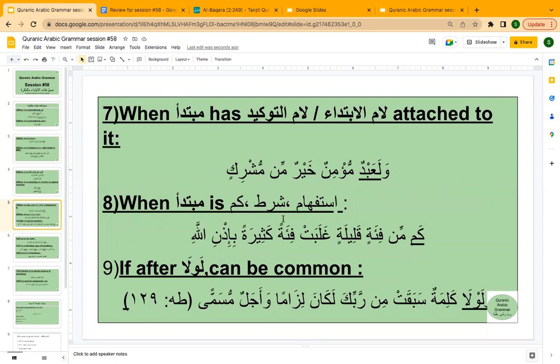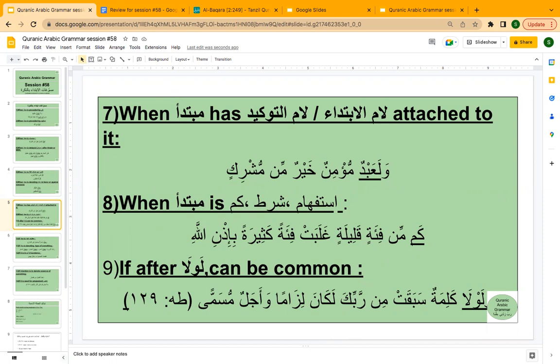Inshallah. So abadu mu'minun, you know how to attach them. Khairun is your khabar, min mushrik is going to be your mutaliq, right? Min mushrik jar wal majroor, and it's going to be your mutaliq bil khabar. And then comes another case, and we have not done a lot of them, so I just put in one example there.